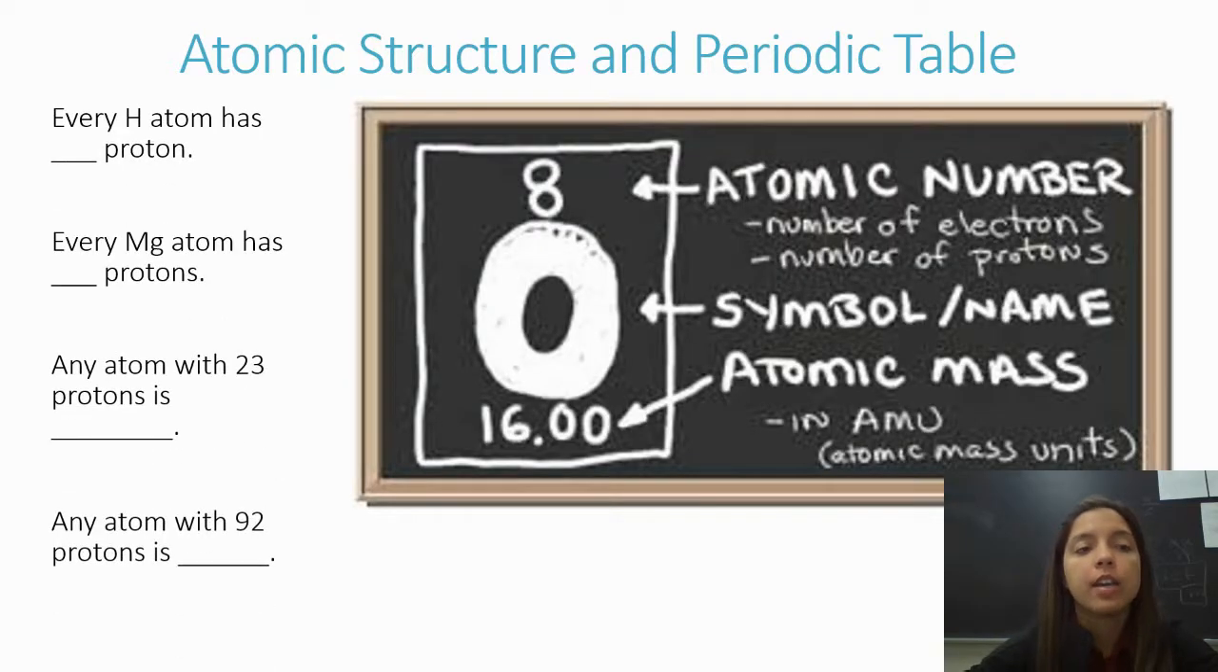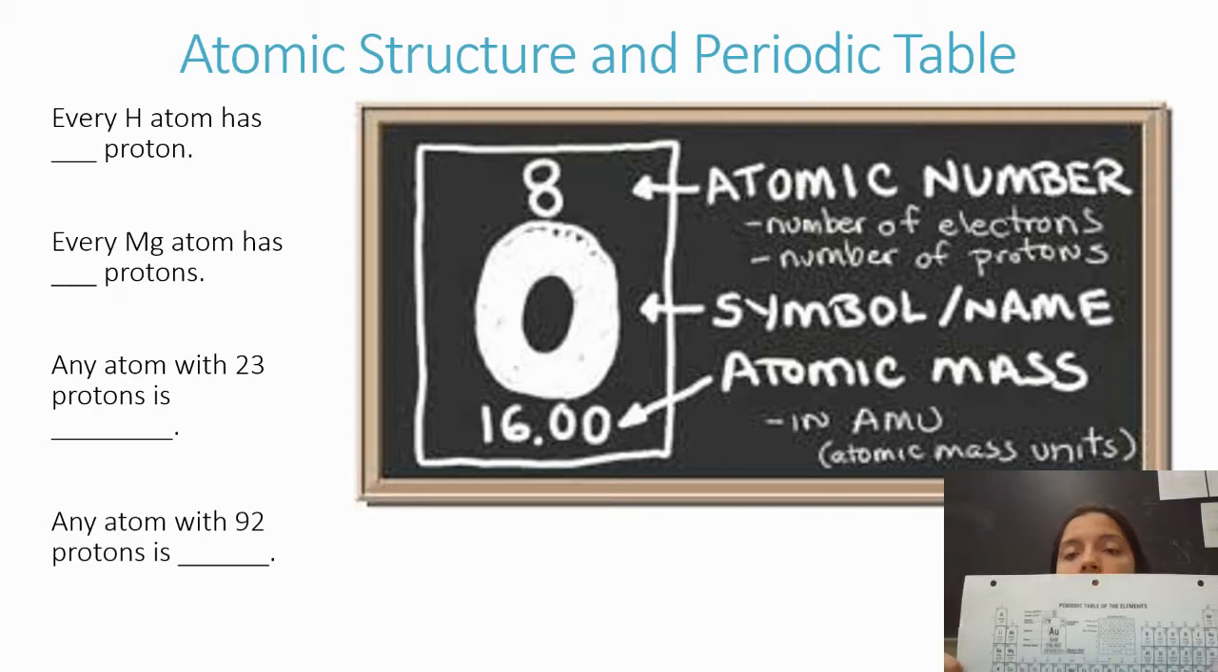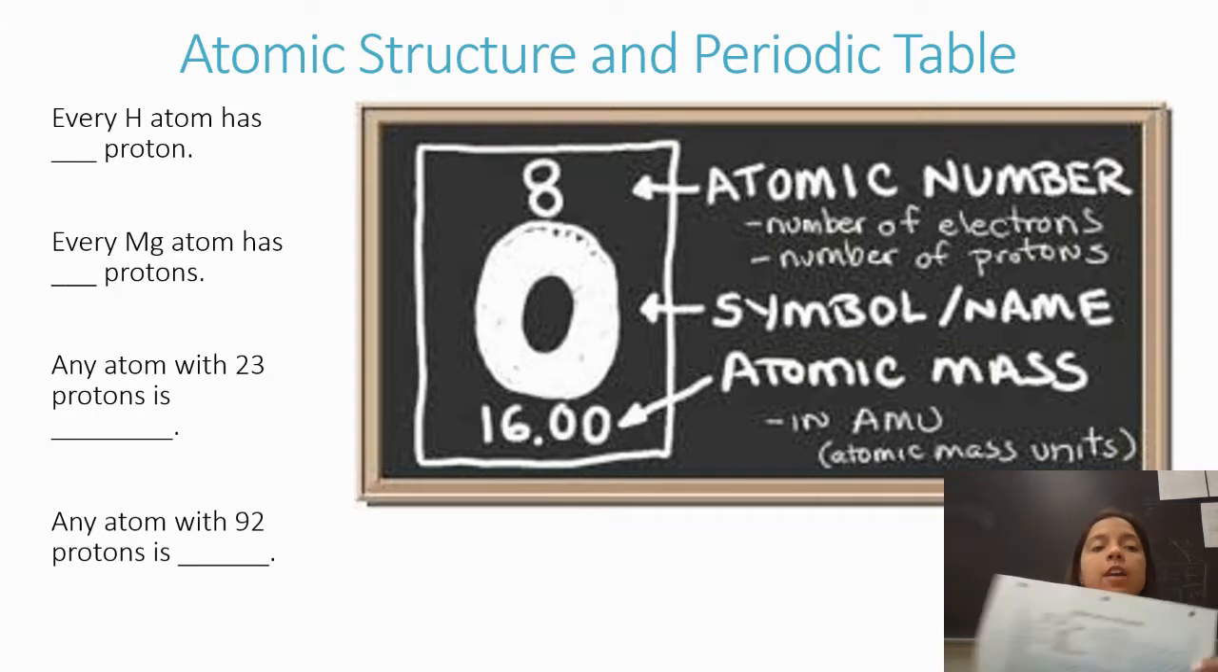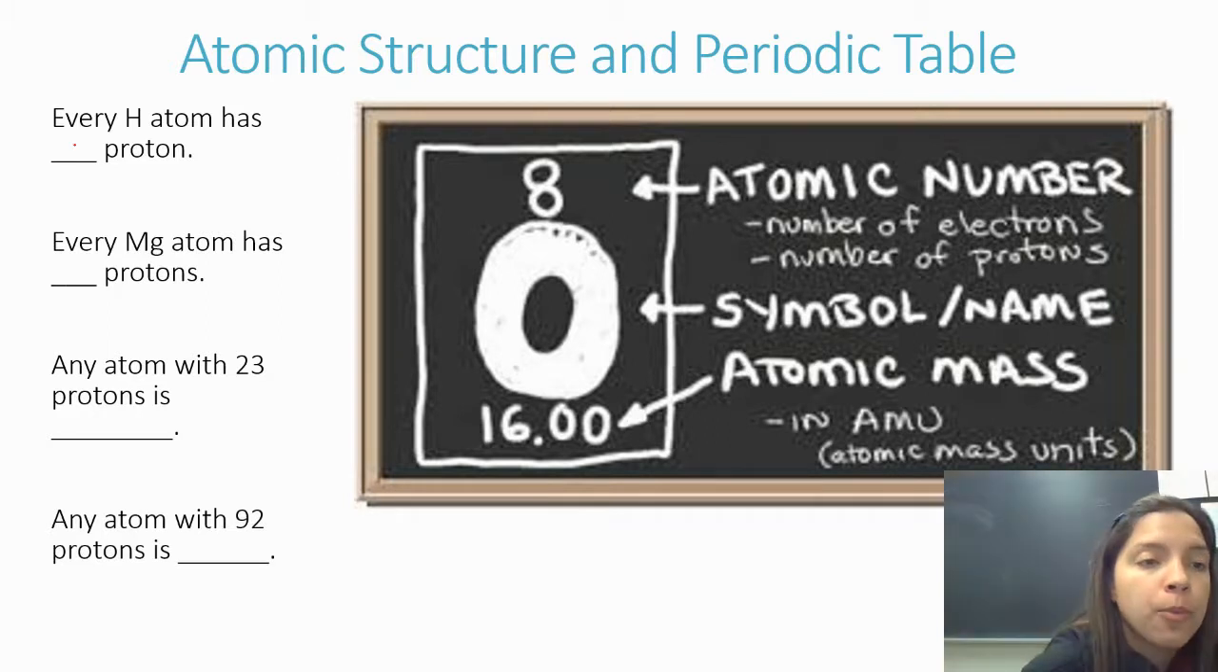Okay. So every hydrogen atom has how many protons? So you're going to have to look at the periodic table and look at hydrogen. Hydrogen has an atomic number of 1. So every hydrogen atom has 1 proton.